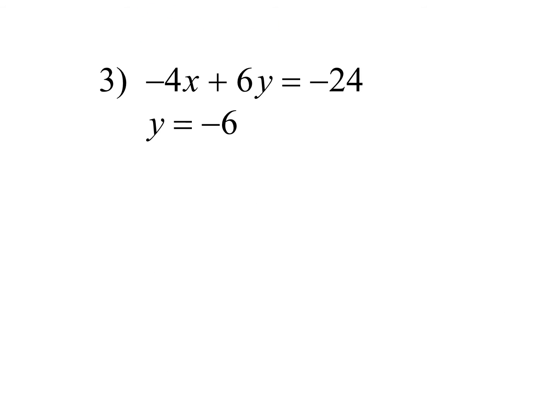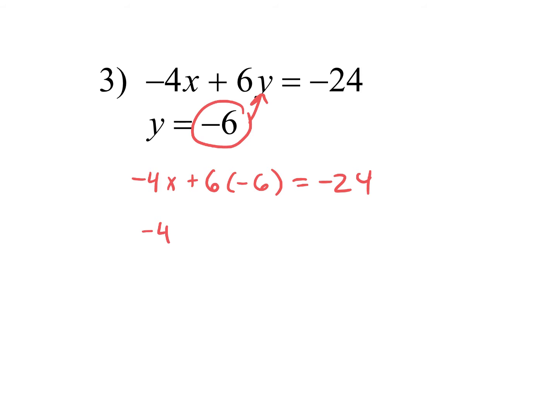So I have one equation, and then I have y is equal to negative 6. What should I do here? Plug in negative 6 for y. So I have negative 4x plus 6 times negative 6 equals negative 24. What do I need to do first to solve? Multiply. So I have negative 4x. What's 6 times negative 6? Negative 36, and that's equal to negative 24. What should I do next? Add 36 on both sides.